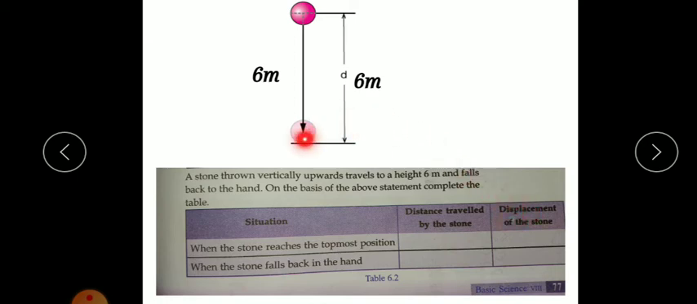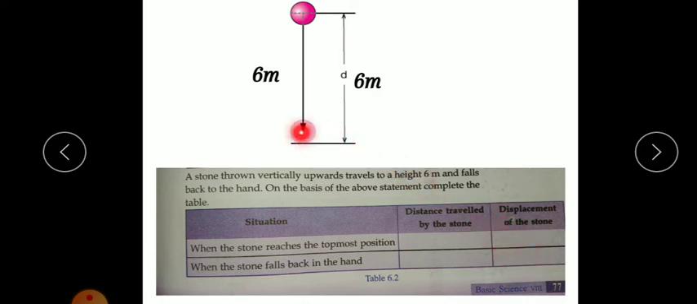Yes, 0 meter, because there is no change in the position. The object came back to its original position. That means the straight line distance from initial position to final position is 0 in this case. Therefore, the displacement of the stone is 0.